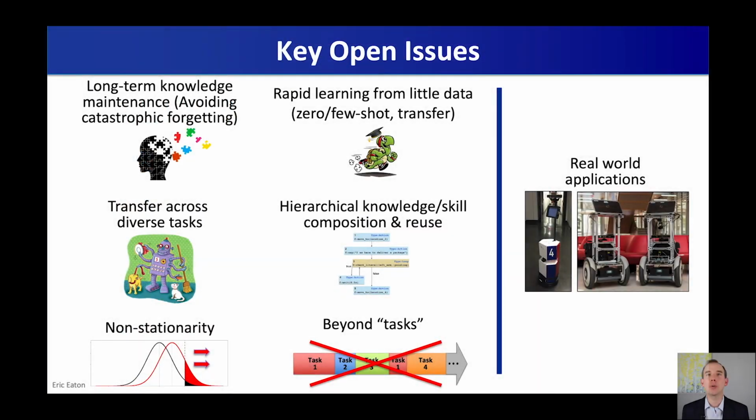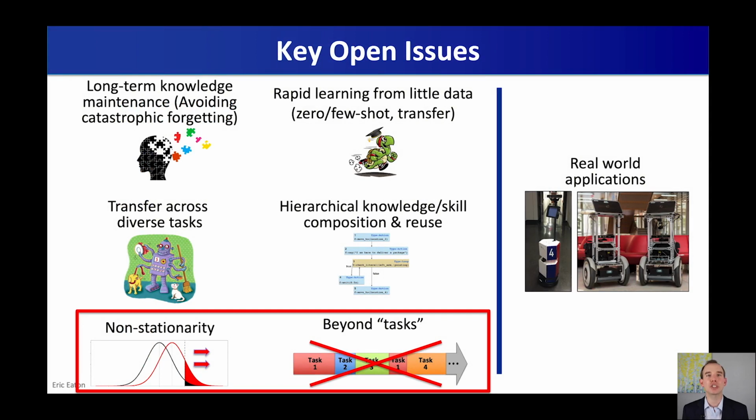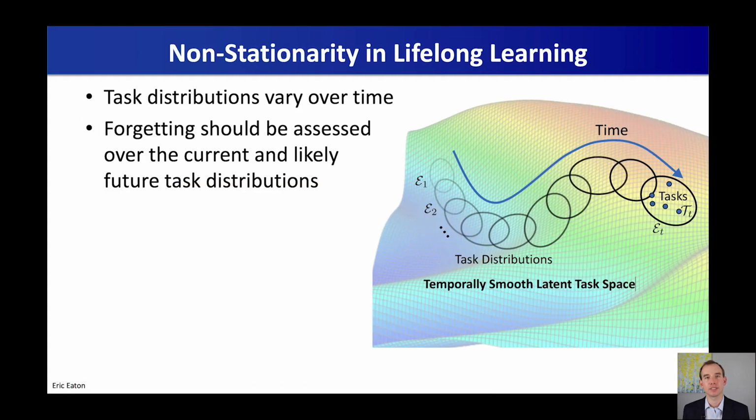To finish out the talk, I want to revisit the key open issues from earlier, specifically focusing on these last two of non-stationarity and moving beyond tasks. In our application, where we have a robot deployed for extended time periods in an environment, there's naturally going to be changes, both in terms of the environment as well as in terms of the objectives that the robot is going to be tasked with accomplishing.